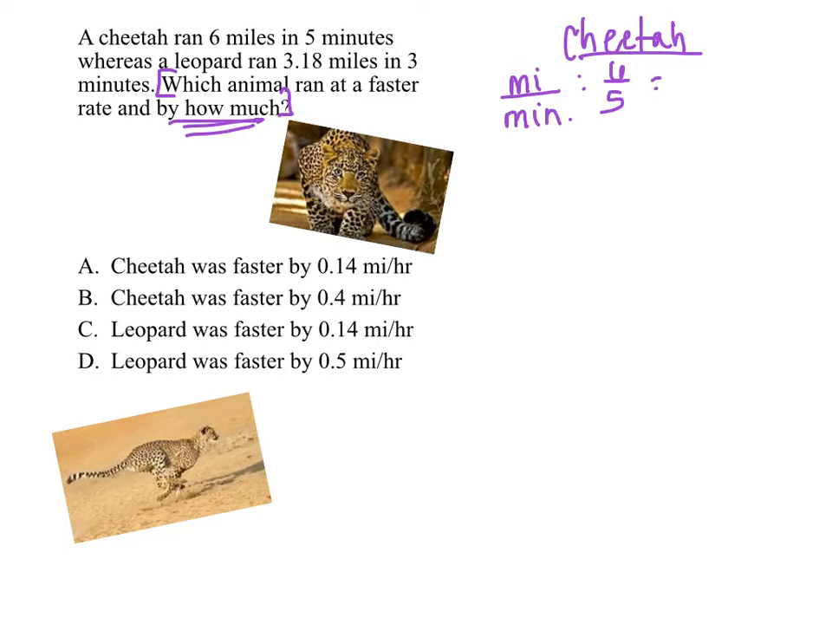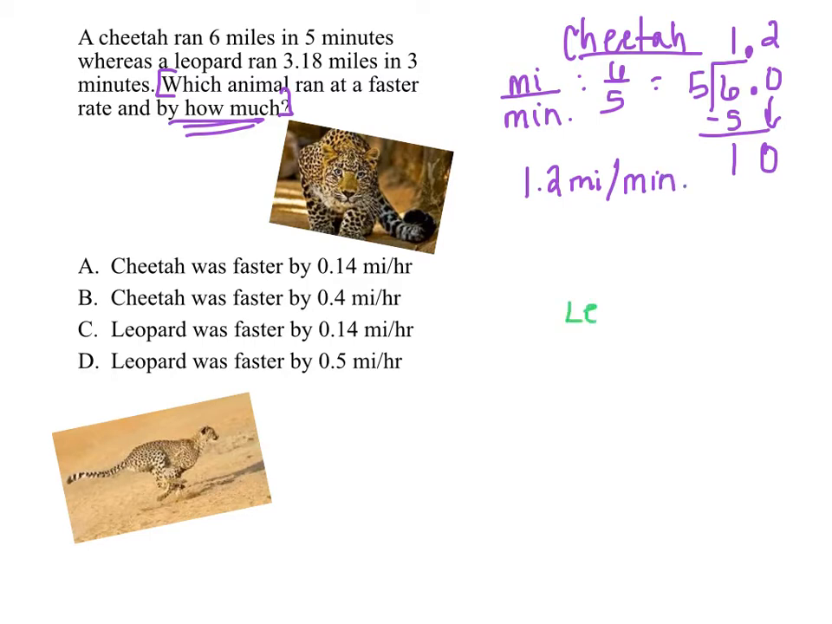I'm going to divide. My first number always goes inside the bar, second number underneath on the outside. So 5 goes into 6 one time. 1 times 5 is 5. Subtract, I get 1. I'm not going to leave the remainder of 1. Again, we can add a decimal and a 0, bring down the 0. 5 goes into 10 2 times. So this is saying that the cheetah can run 1.2 miles every single minute.